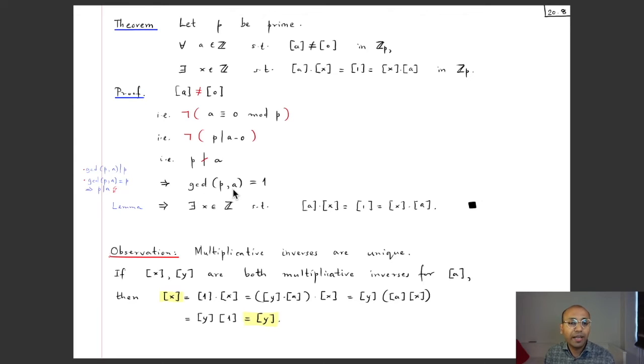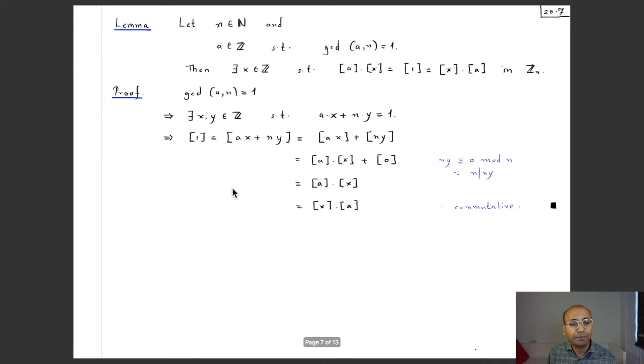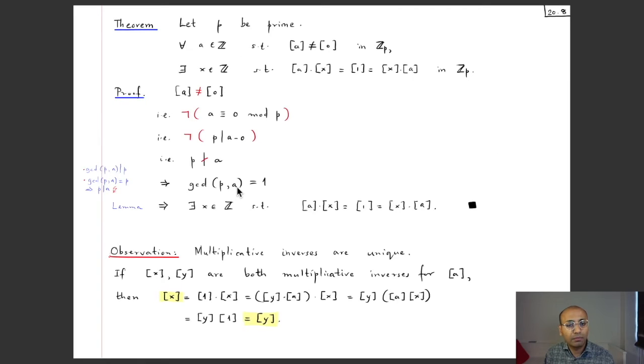In other words, p and a are co-prime, and so by the lemma that we just proved in the previous slide, namely this one, we know that the equivalence class containing this element a is invertible in this Zp. So there exists an integer x such that the equivalence class containing this x serves as a multiplicative inverse of this element in Zp. And so we have proved this theorem. So this Zp with its two operations of addition modulo p and multiplication modulo p forms a field when p is a prime.